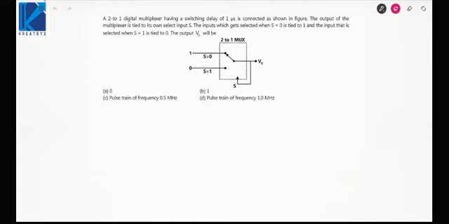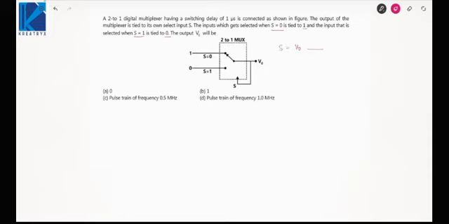Next question. A 2:1 multiplexer having a switching delay of 1 microsecond is connected as shown. The output of the multiplexer is tied to its own select input. The input which gets selected when S equal to 0 is tied to 1. The input that is selected when S equal to 1 is tied to 0. Earlier assume that V0 is 0. Okay. If V0 is 0, then the select line is also 0.